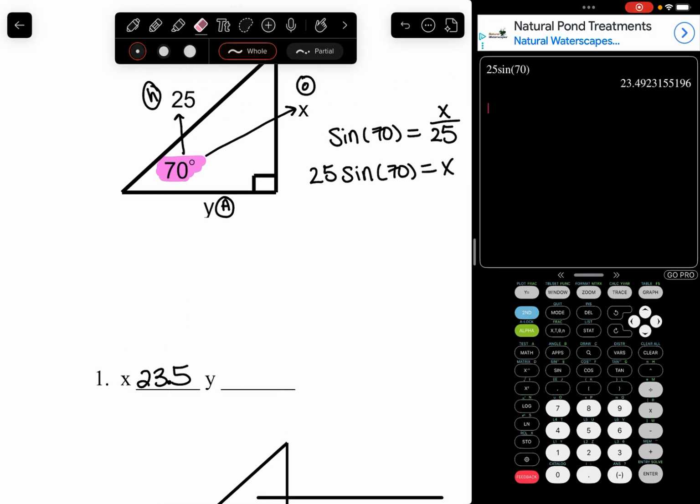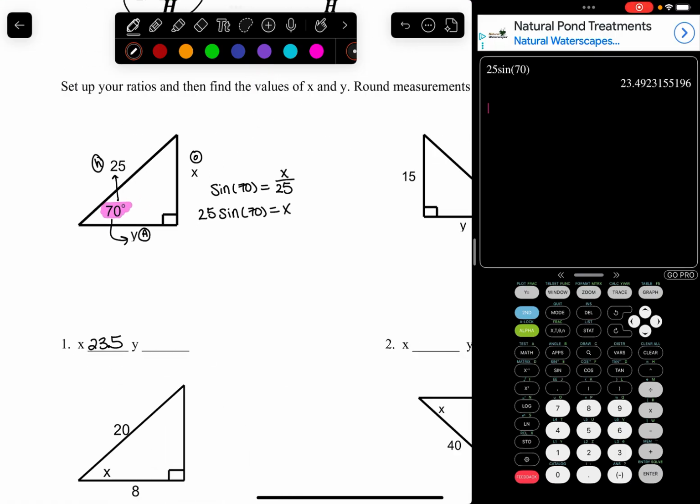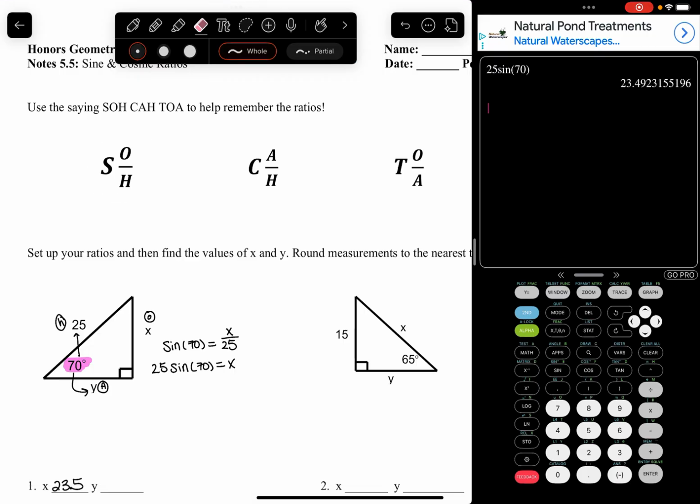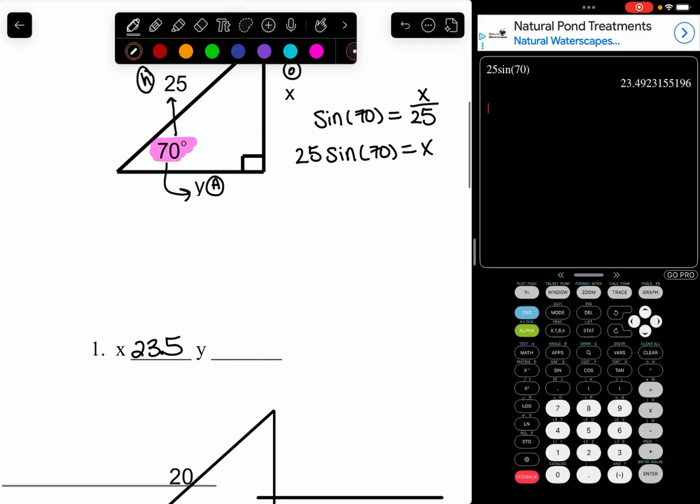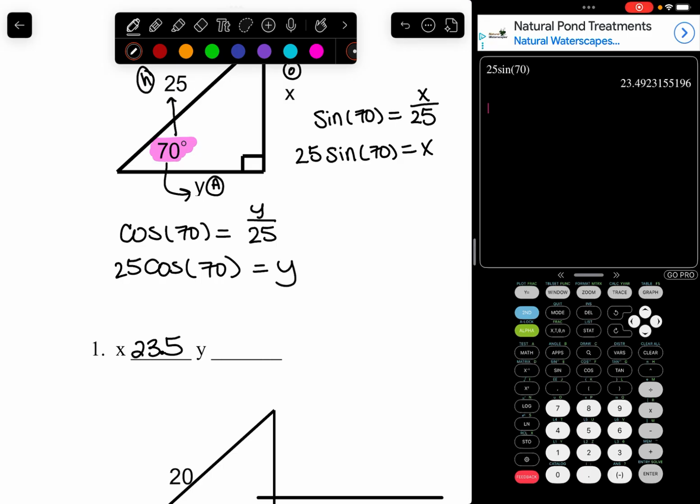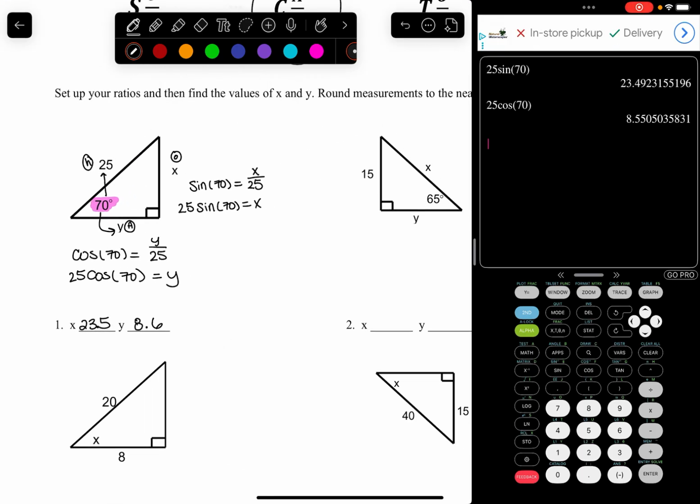Now, y is going to be my adjacent, and I have my hypotenuse. If you look back up at your options, adjacent and hypotenuse are going to come from our cosine ratio. So I've got the cosine of 70 equals my adjacent over my hypotenuse. Multiply both sides by the denominator, and you will get 25 cosine of 70 equals y. So 25 cosine of 70 is going to give me 8.6. And that's how we use sine and cosine ratios.